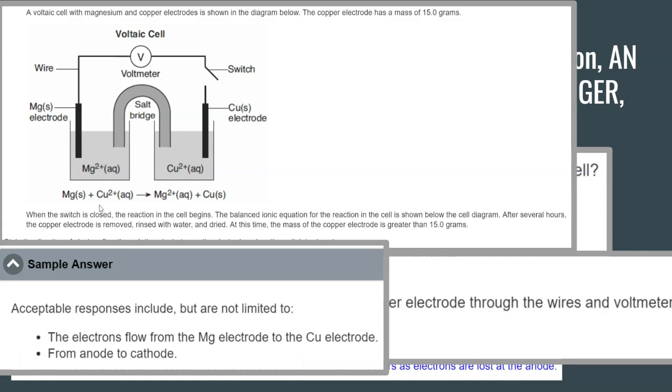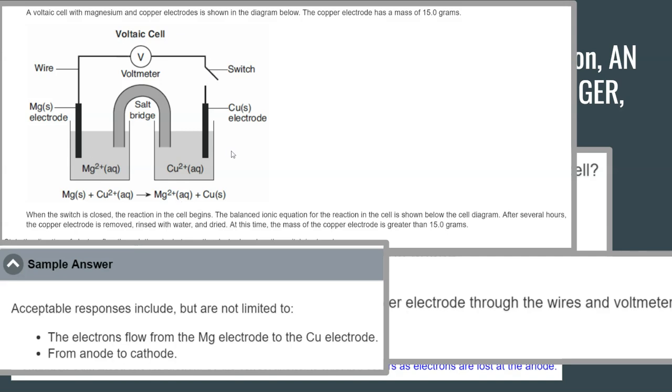But if you wanted to reason from the equation why the electrons flow from magnesium to copper, well, look what's happening. Here we have neutral magnesium becoming magnesium ion. In order for that to happen, magnesium has to become oxidized, which means it's losing electrons. Where do those electrons go? They have to go to copper ion. And copper ion receives those electrons and becomes neutral copper. So copper ion gets reduced. So the flow of electrons is going to be from the magnesium to copper.